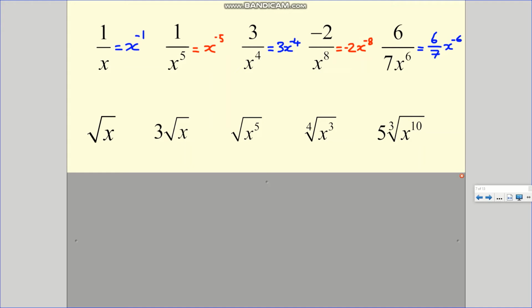Okay, we've got 6 on the top of our fraction, 7 on the bottom, and x just pulls up to the side of the fraction and becomes to the power of -6.